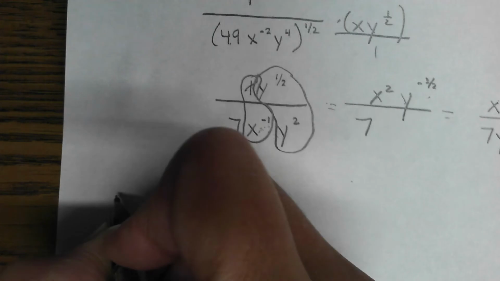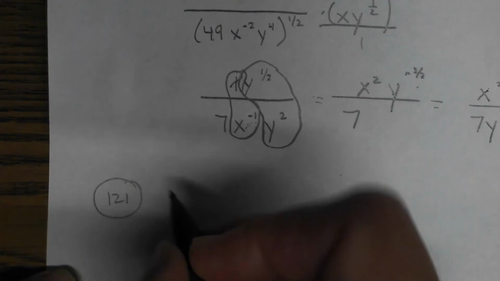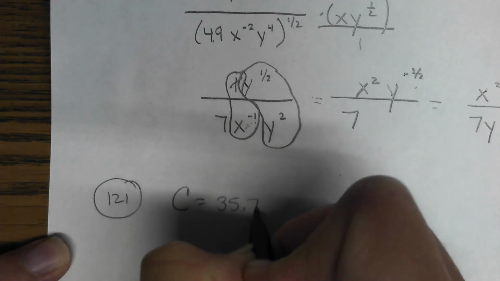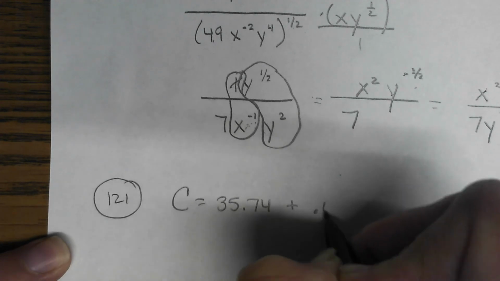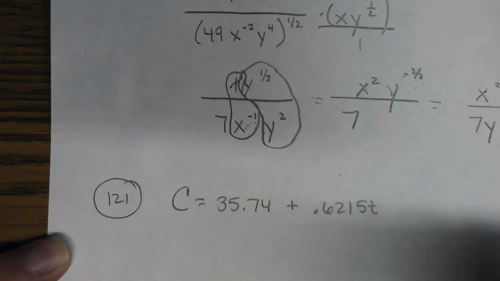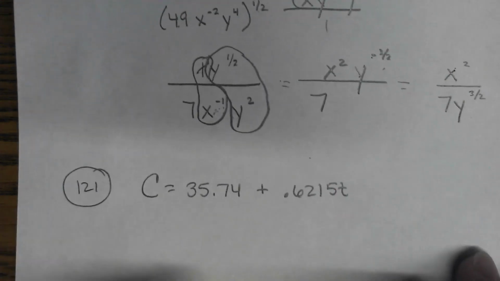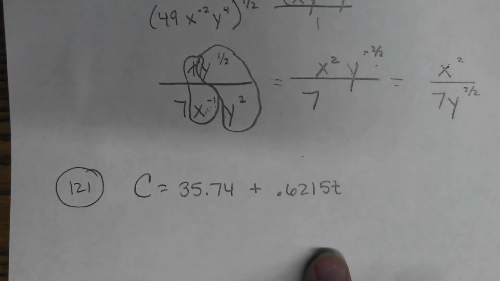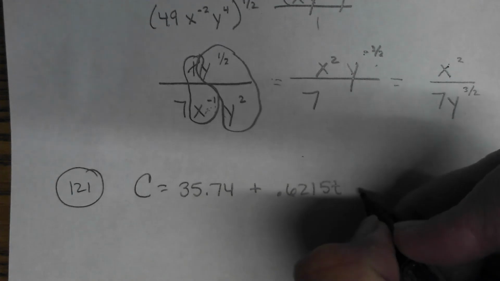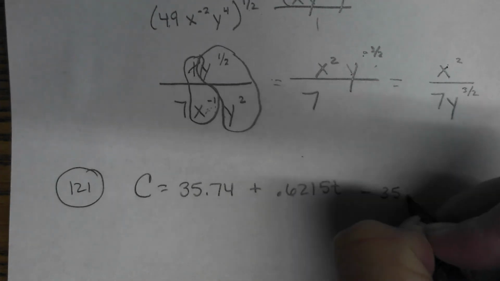Okay. And then 121 gives us this function that is the temperature in Celsius. C is the wind chill, when lowercase t is the temperature outside, the air temperature, and V, which I'm going to use in a minute, is the wind speed.